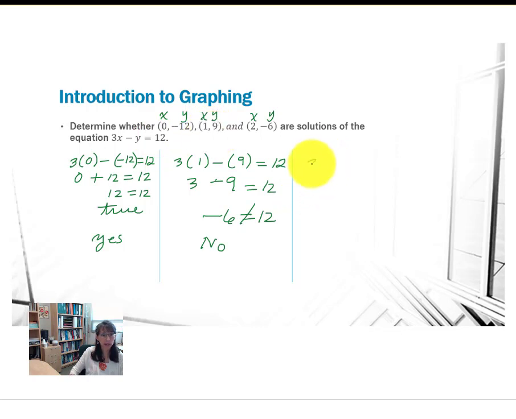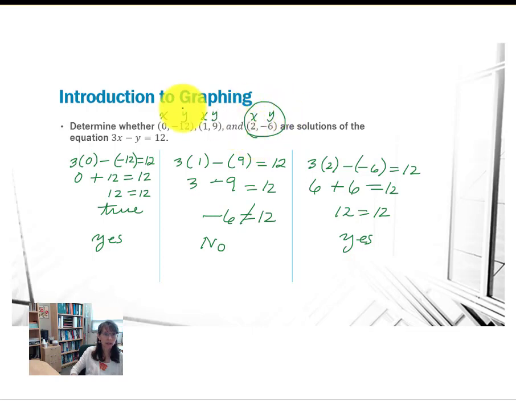Our final check, 3 times 2 minus the Y value of negative 6 equals 12. 3 times 2 would be 6. Subtraction of a negative becomes plus 6 equals 12. 6 plus 6 is 12, and 12 does equal 12. So we also know that the ordered pair 2, negative 6 is a solution. So the first and the last points are solutions. The one in the middle doesn't work.